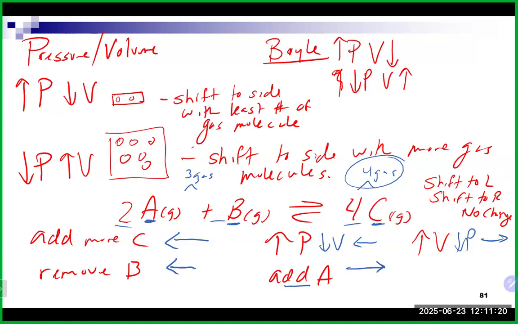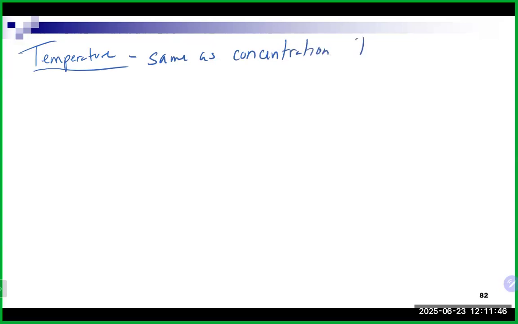Okay. The next thing that can affect Le Chatelier's principle is temperature. As we've talked about previously, temperature is the one thing that also affects the value of the equilibrium constant. And temperature really works the same as concentration. That means that if you increase the temperature, it will shift away. And if you decrease the temperature, it will shift towards it.